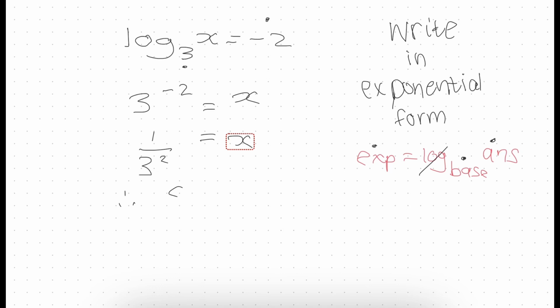Solving 3 to the negative 2, we get rid of the negative exponents. There we go. So our answer is a ninth.